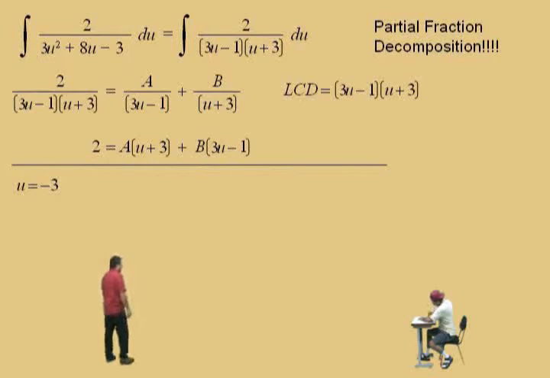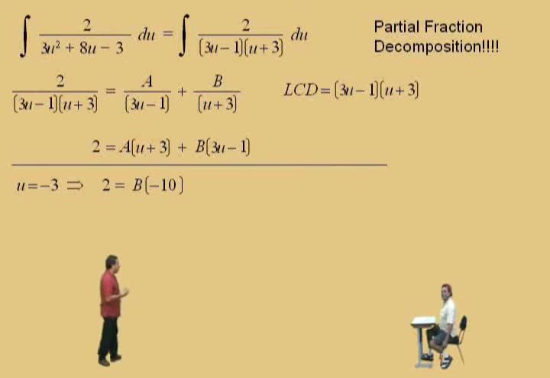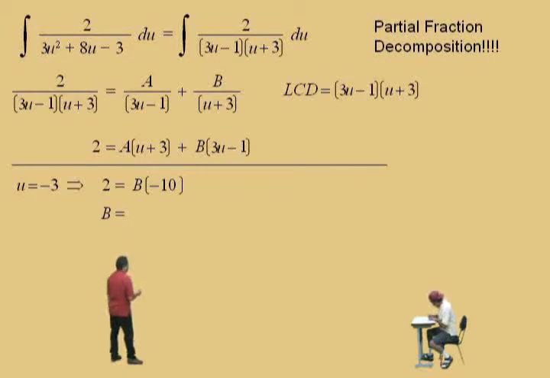And so when we plug that in, we get 2 equals B times what, Charlie? When you plug in negative 3 there, remember it's 3 times u, subtract 1. What do you get? Negative 10. Negative 10, very nice, Charlie. So now, solving for B here, what do we get? Negative 1/5. Negative 1/5. So we have our B value now. Okay, not done yet, Charlie. We got to go for the A value.